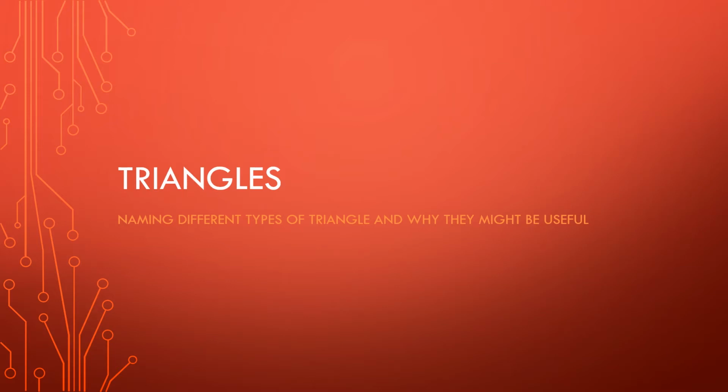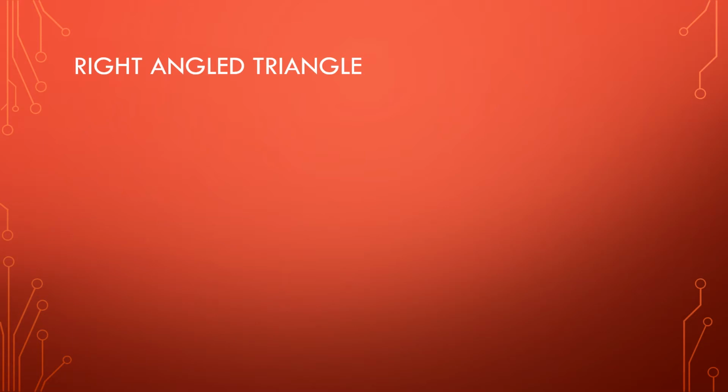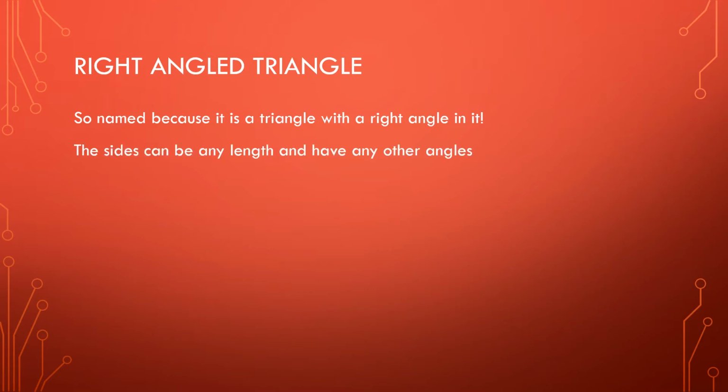So first kind we're going to have a look at is going to be the right angle triangle, which is, I think, the most well-known one. It is so named because it has to have a right angle in it. Okay, but other than that, the sides can be any length, and the other two angles can be any size. Okay, so it looks something kind of like that, where the right angle is denoted with the little square. So in our instance here, it's down the bottom left, and we can see there's a little square there, just to mark in where the right angle is.